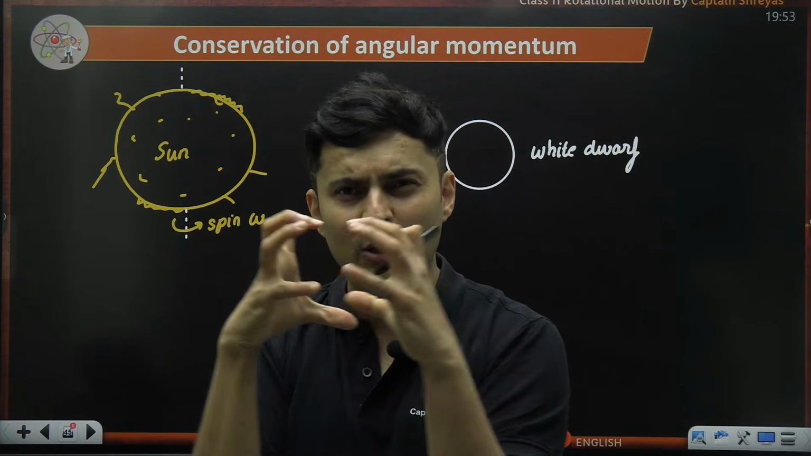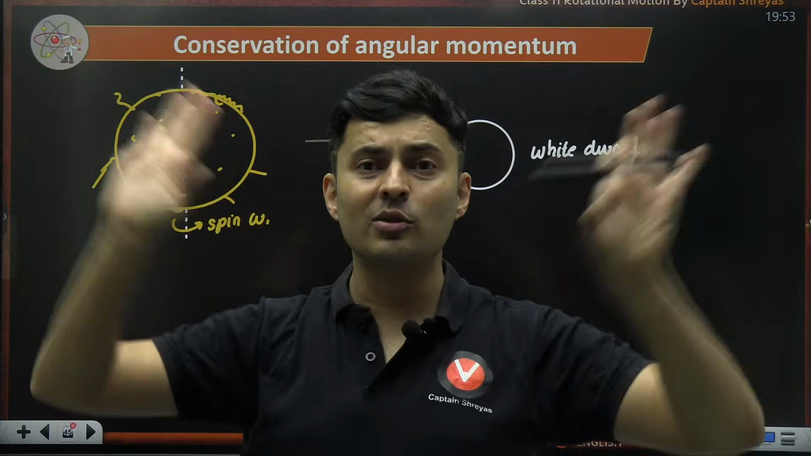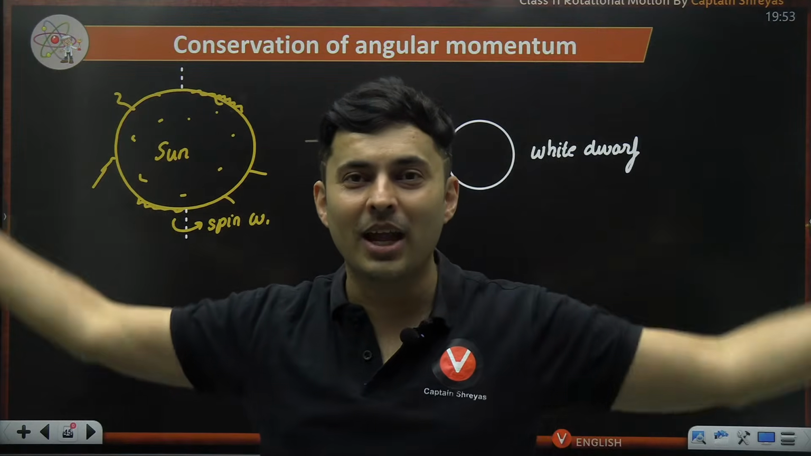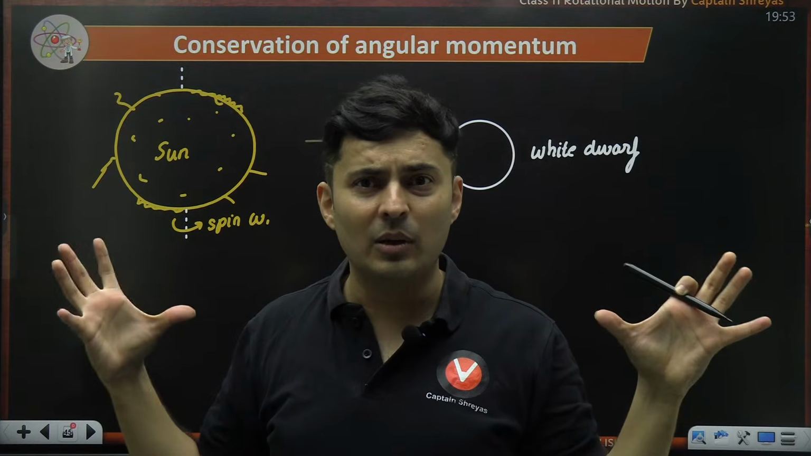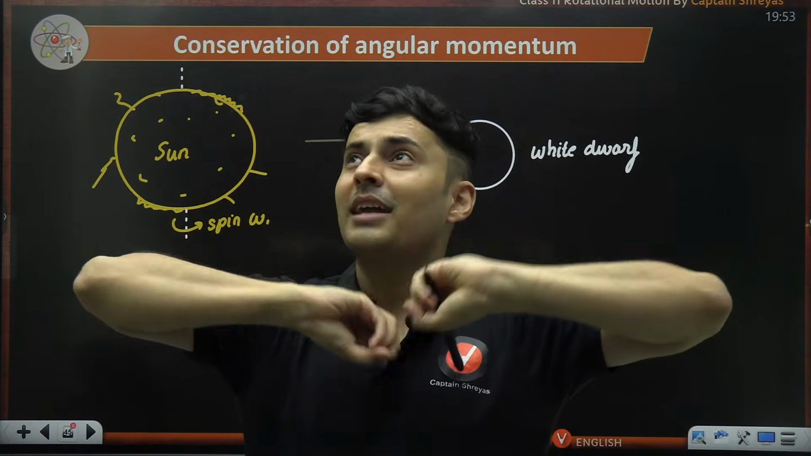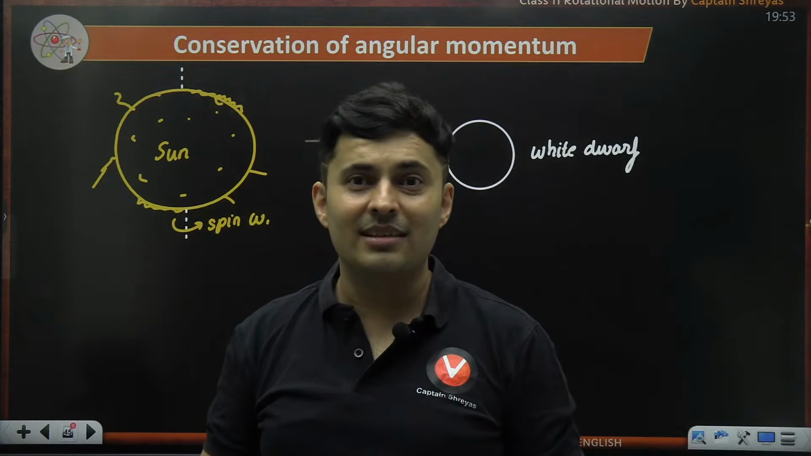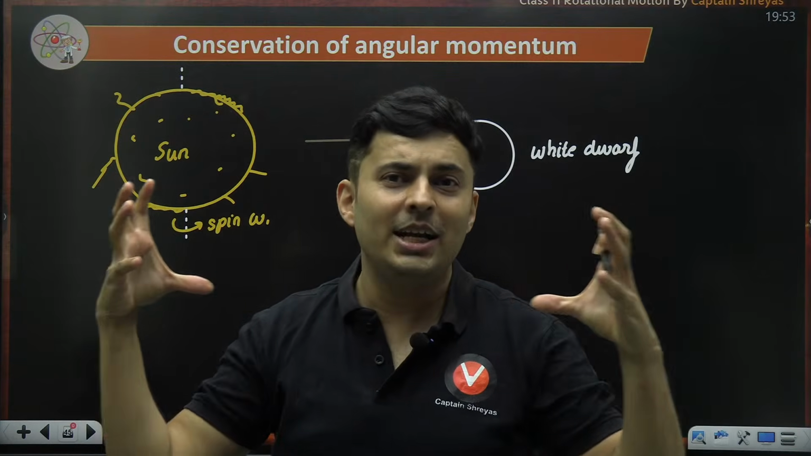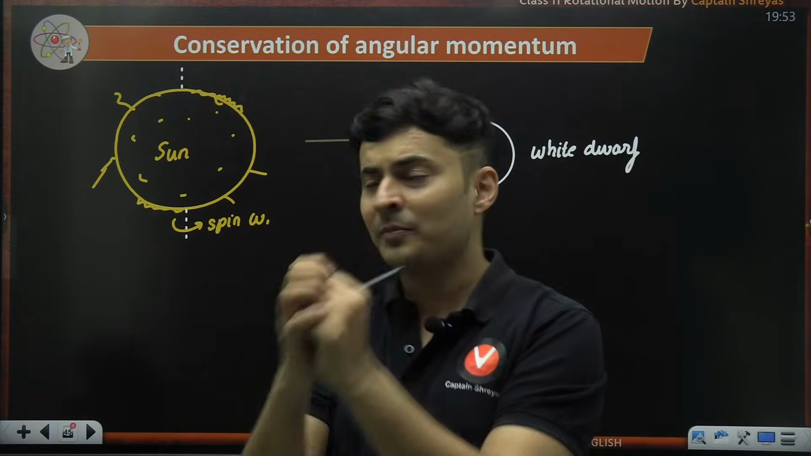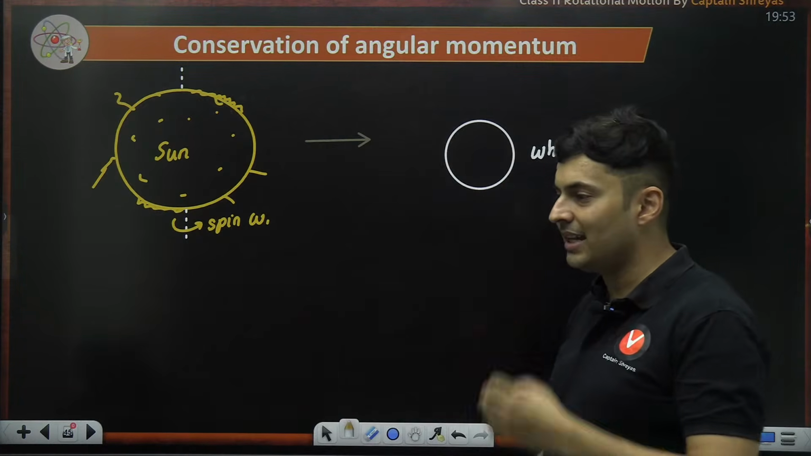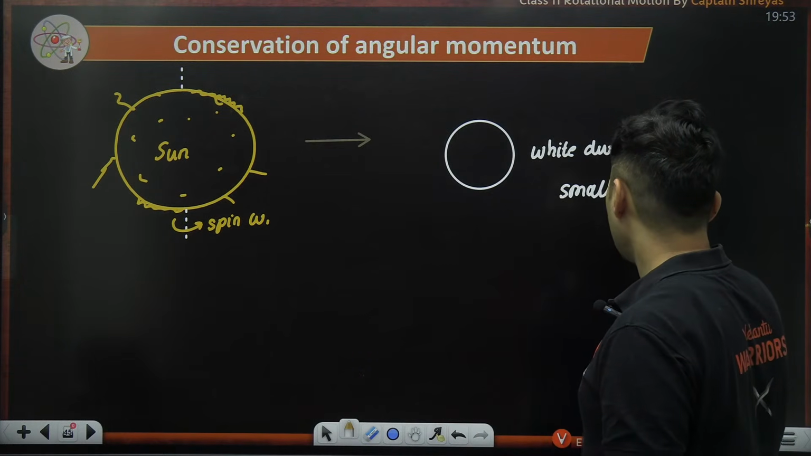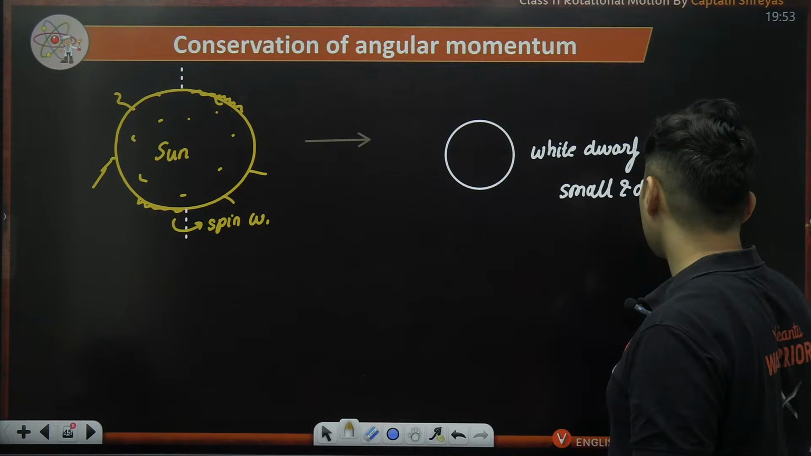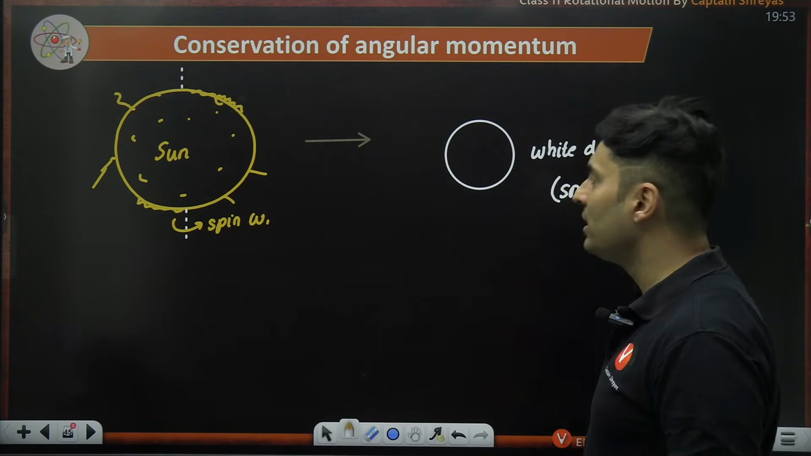Gravity will try to condense the mass, but the nuclear fuel will try to push that mass away and keep the sun huge. If that nuclear fuel goes out, then the explosions won't be pushing all the masses on the periphery. Only the gravitational pull will now condense it into a very small, dense object. So this is going to be small and dense after the nuclear fuel is over.